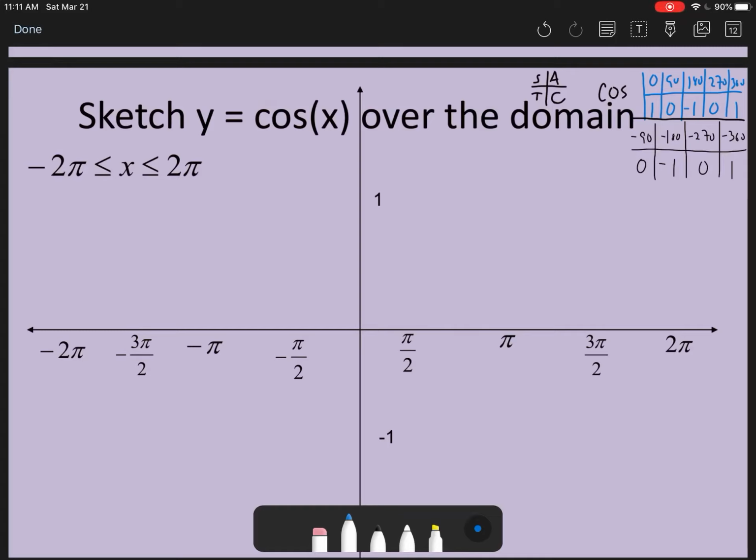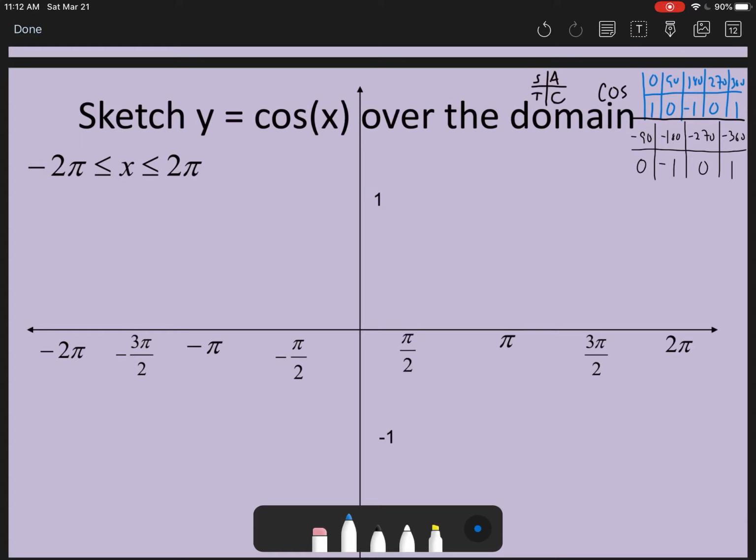All right, guys. So the next thing we're going to graph is the cosine function. Notice in the top right, I just made a quick little chart, a little table with the values of cosine going from 0 all the way to positive 360 and negative 360. So I have them all written out, so I don't have to keep flipping back to the other table.